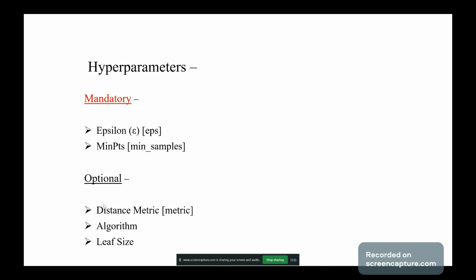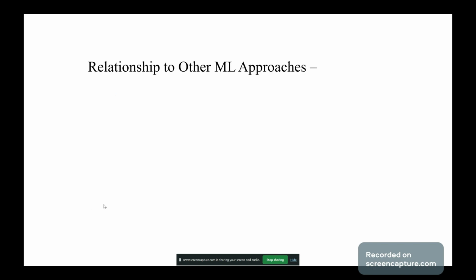So now that we know how DBSCAN works, let's explore the relationship to other ML approaches in more detail. Number one, K-means clustering.